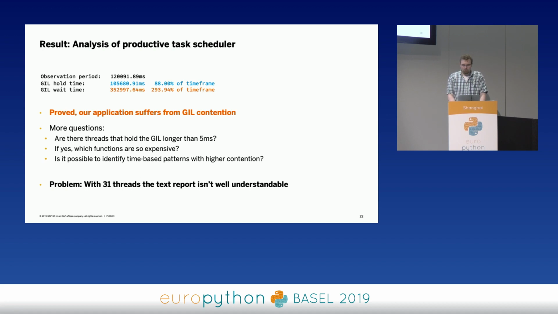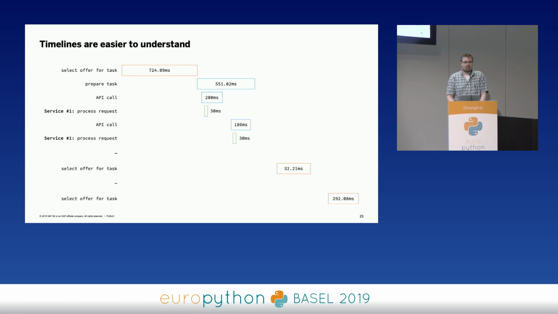So one thing which came into my mind is that timelines are much easier to understand. If you take a look at distributed tracing systems, they're quite good at visualizing how long a certain operation takes. It's much easier to recognize how long an operation takes based on the size of the span in the visual representation. Could we do the same thing for the GIL contention and maybe find out what's going on in our application?